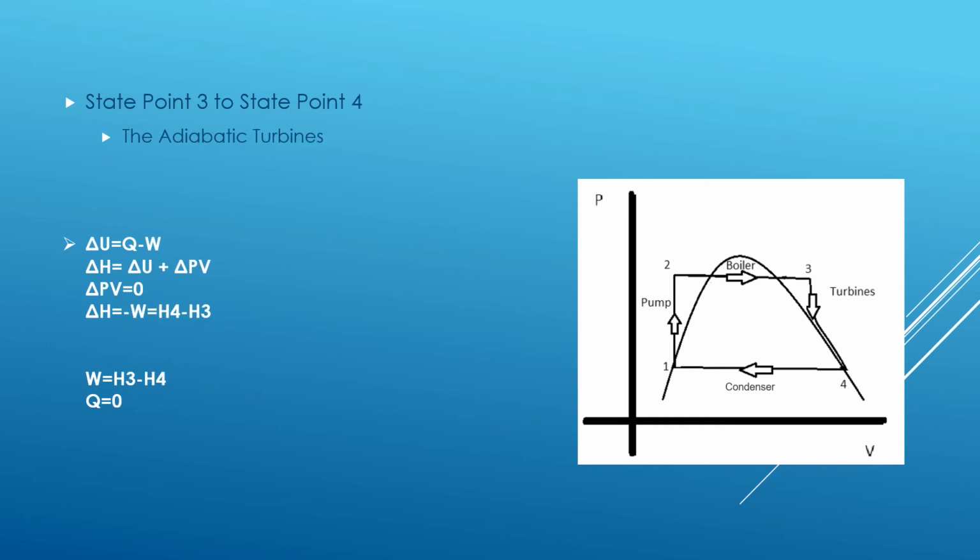For state point 3 to 4, we are looking at the adiabatic turbines. So once again, the heat in or the heat out is equal to 0, and we're using all the other equations and assumptions as before. So then we get that the change in enthalpy is equal to negative work. So then the work is equal to enthalpy at state point 3 minus enthalpy at state point 4.